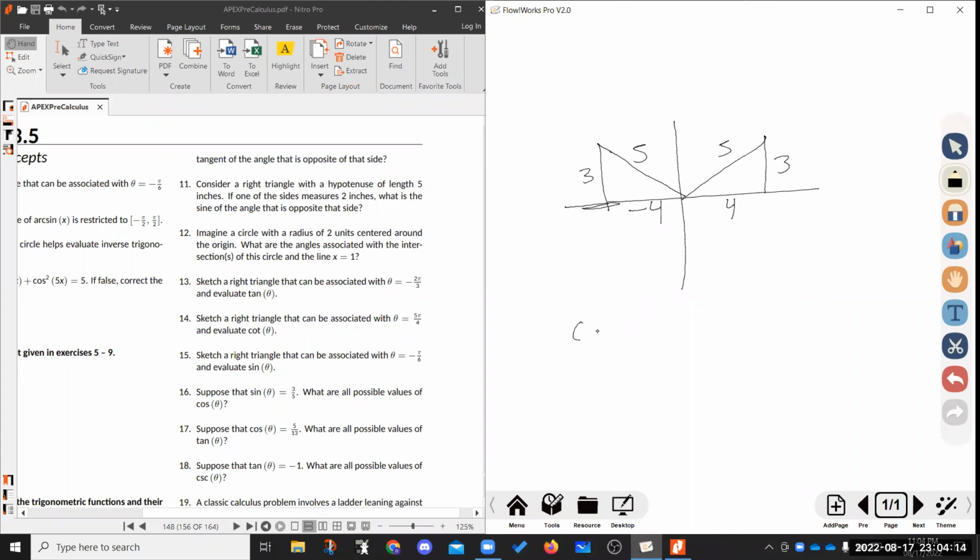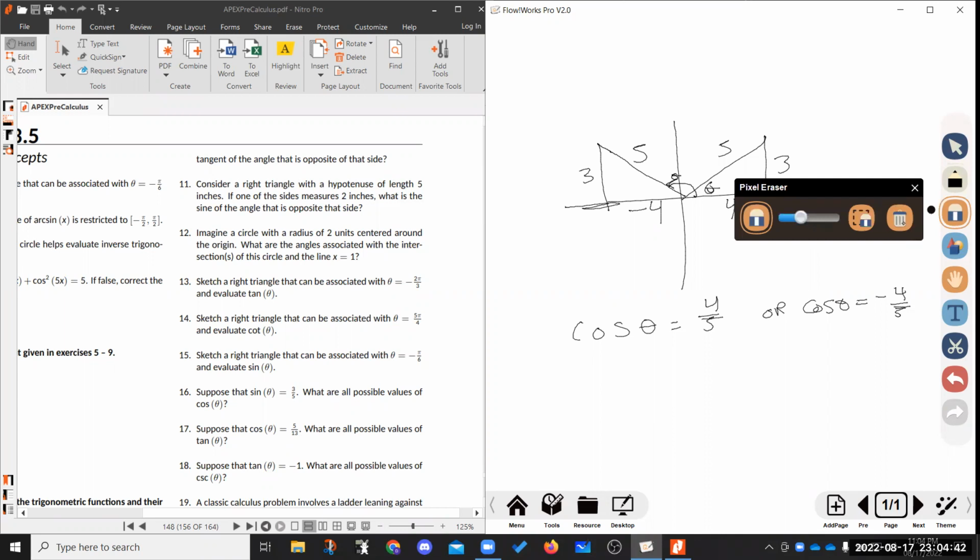So our cosine of theta could be equal to... our theta could be either this small angle or this big angle. Our cosine of theta could be equal to 4/5, or cosine of theta could be equal to -4/5, depending on which triangle we're looking at here.